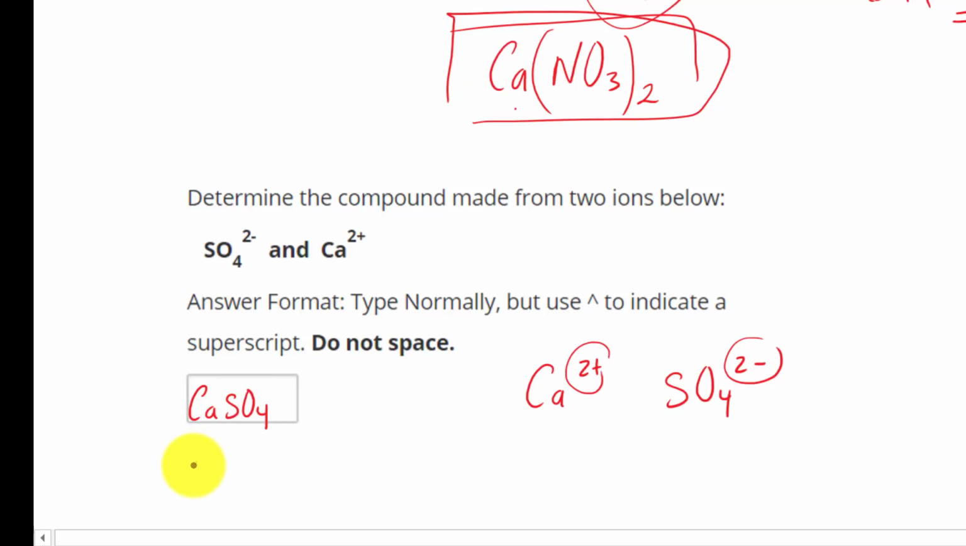But in terms of writing in our answer, we have CaSO4. That is how we type in the calculator. But this is how we write on our paper.